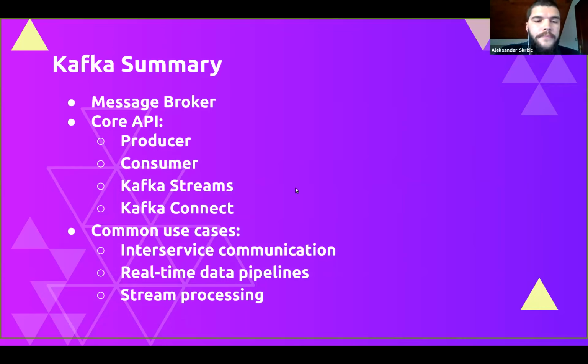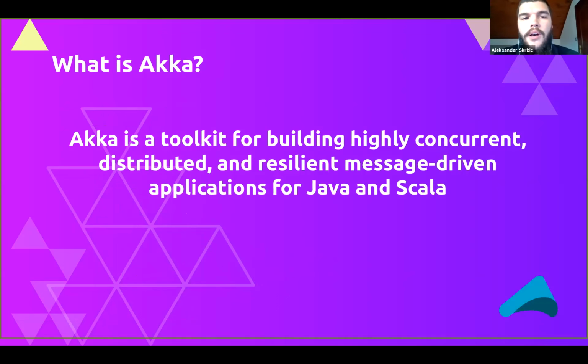for this talk. And some common use cases are inter-service communication in event-based or microservices architectures. You can implement real-time data pipelines, ETLs, real-time integrations with Kafka, and you can use Kafka Streams for more sophisticated stream processing. I think this was enough information for you just to get some basic knowledge about Kafka. And now I will talk about Akka, because our focus of this talk will be Akka Streams.